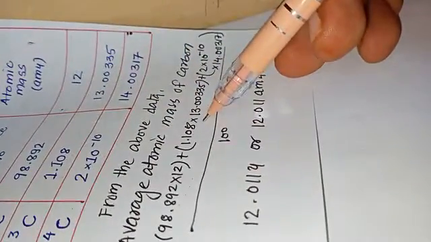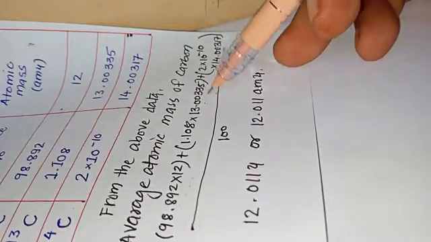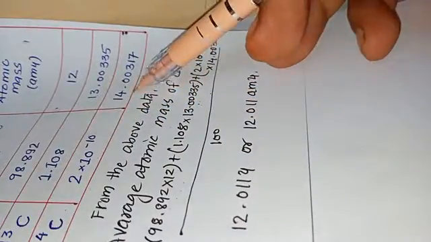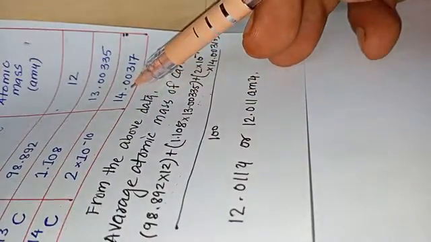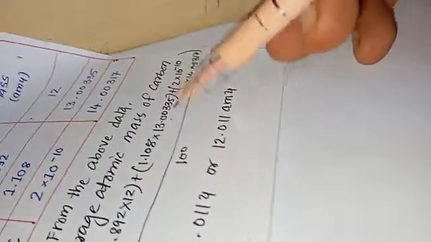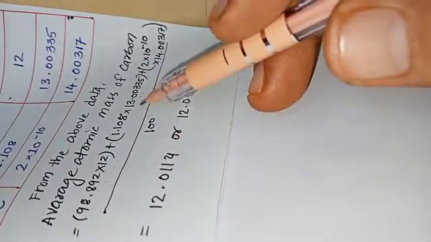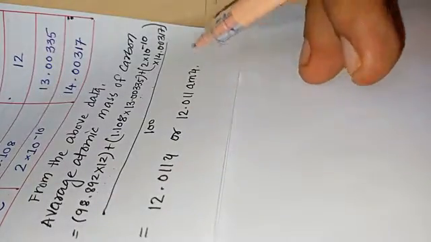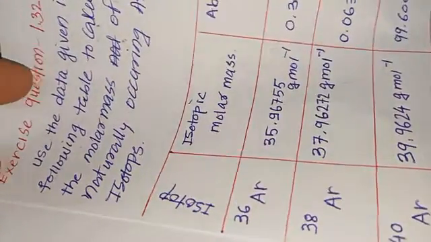percentage of isotope 2 multiplied by the atomic mass of isotope 2, that is 1.108 into 13.00335, and percentage of isotope 3, that is 2 into 10 to the power minus 10, multiplied by the atomic mass of isotope 3, that is 14.00317, divided by 100. By doing all this calculation we get the answer as 12.011 U or 12.011 AMU, which is known as the atomic mass unit. So using the formula we can calculate the average atomic mass for all types of elements.